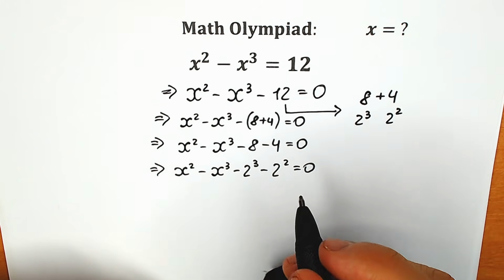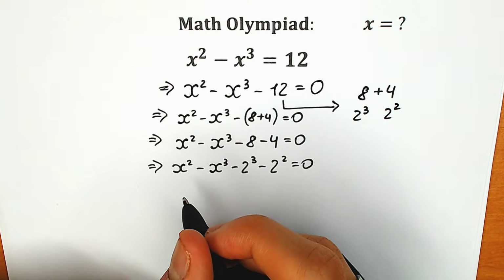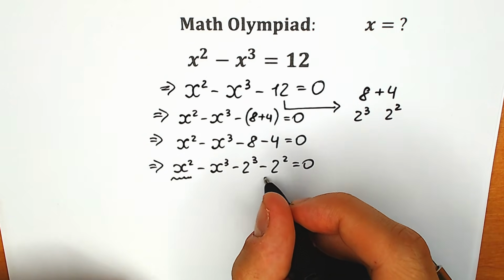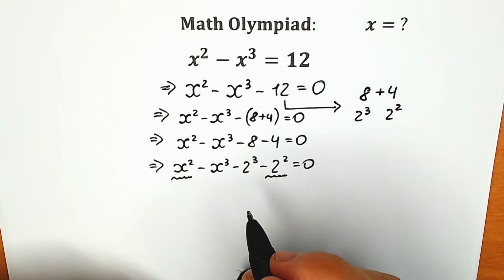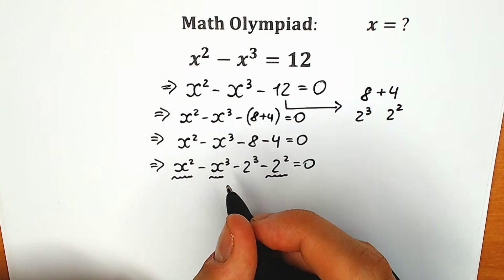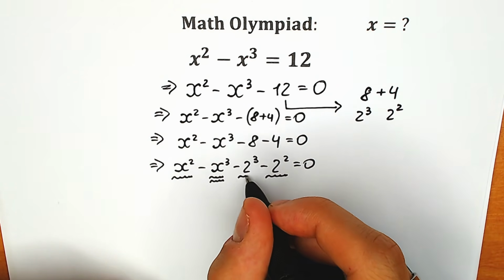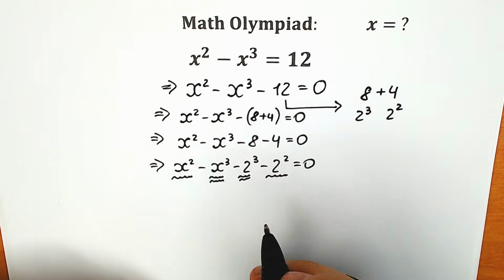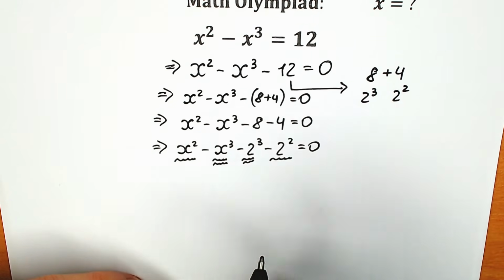And as I said before, we can easily group our second powers. So we have x to the second power, and we have 2 to the second power. So we have 2 squared, and x cubed and 2 cubed right here with 2 lines. I'm going to underline it. I just want to show you this part where we have third powers and second powers. Okay, so right now let's group it with parentheses.